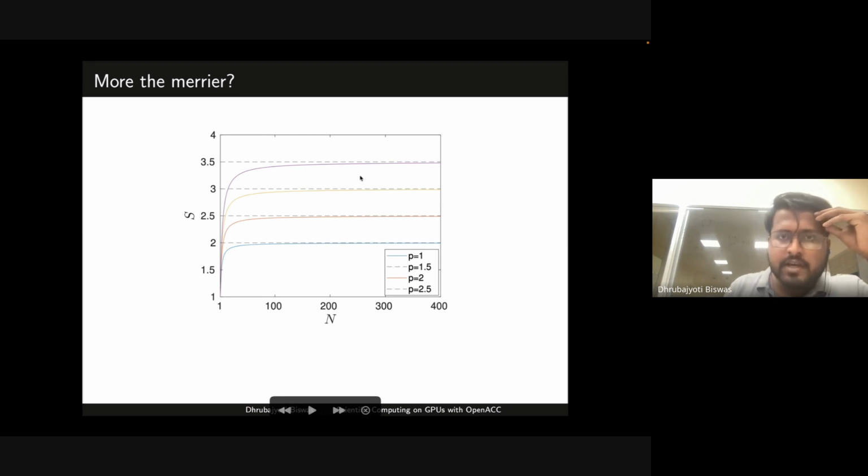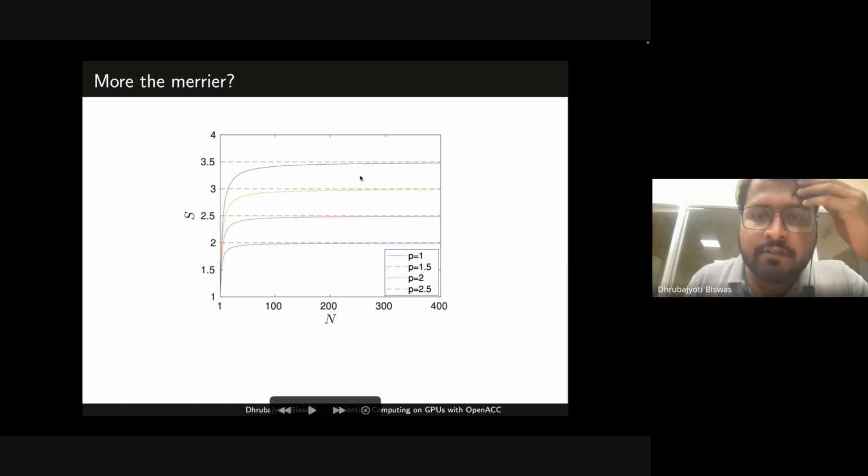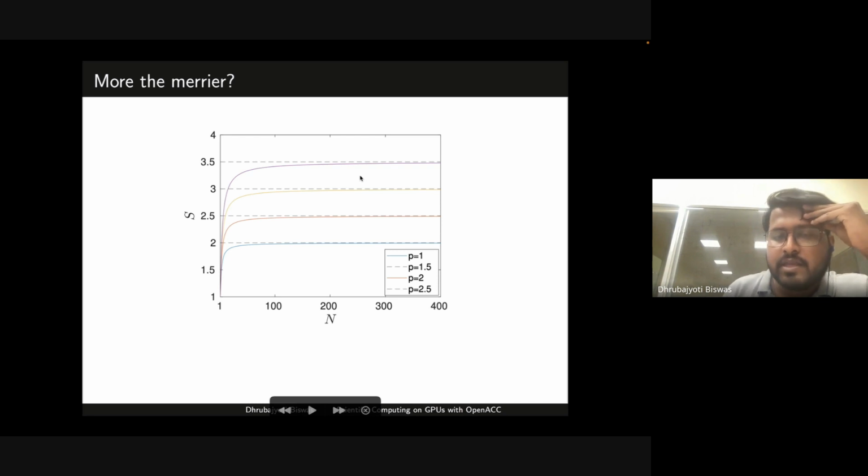From this figure, let's say you have a problem with a P value of 1, that is, equal serial and parallel portions in the problem. There is no point in running this problem on 400 cores. You could very well run it on 200 cores and get almost the same performance. You can see in the graph, the speed up is almost 2.